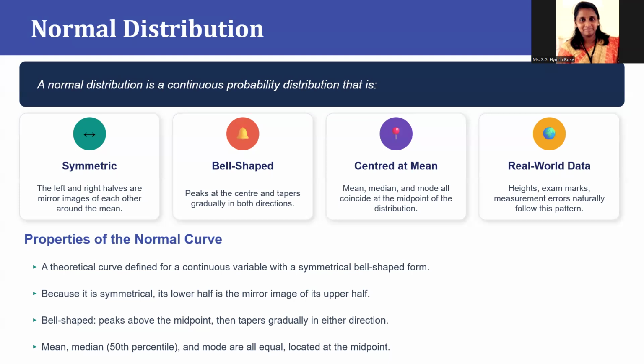The first property is that it is a theoretical curve defined for a continuous variable with a symmetric bell-shaped form, exactly a mirror image. This should be the first and foremost property of a normal curve. Because it is symmetrical, it follows the bell-shaped curve with the mean at the peak point, and the right and left halves have equal amounts of data. Mean equals median equals mode; all these measures are the same for a normal distribution. Because of symmetry, exactly 50% of the data lies below the mean and 50% lies above the mean.